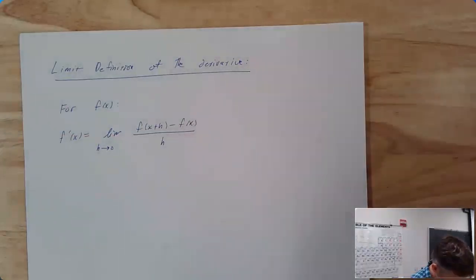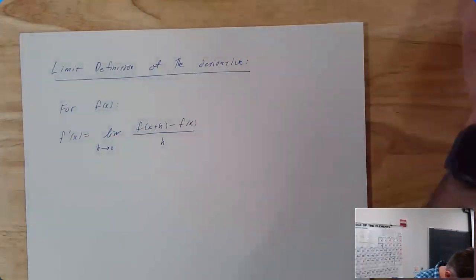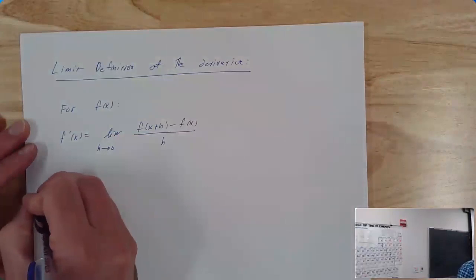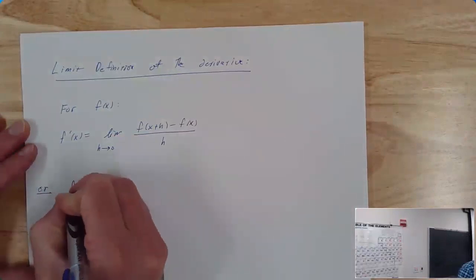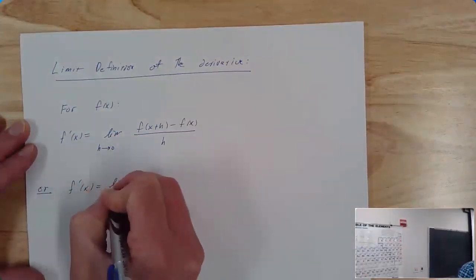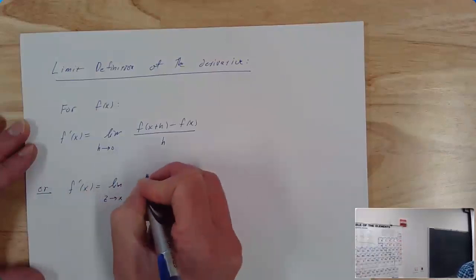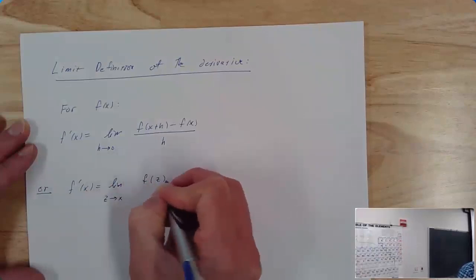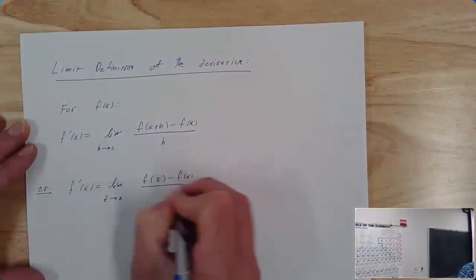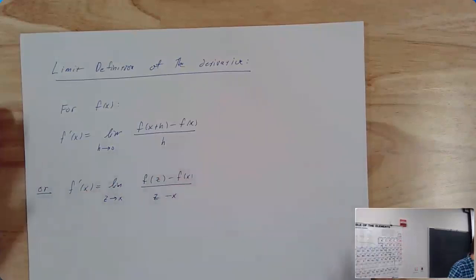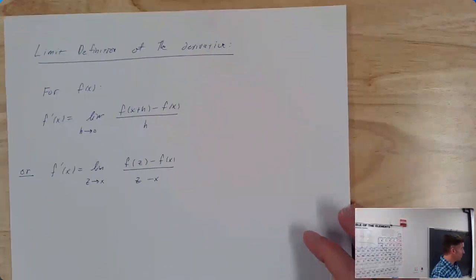There's one way of writing it that I also like, but there's a different way. Another way of writing this is the following. f prime of x is equal to the limit as z approaches x of f of z minus f of x, all over z minus x. And these really are saying the same sort of thing.